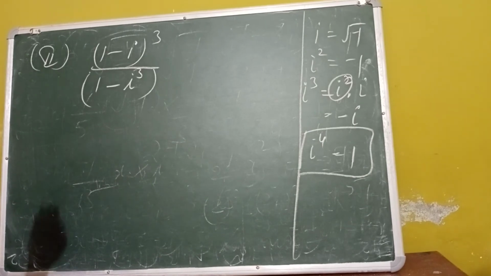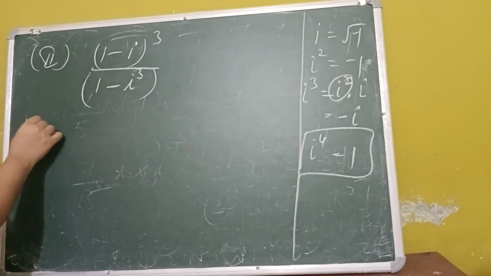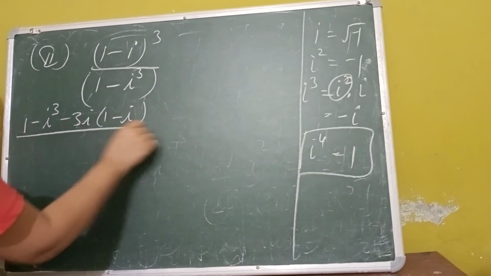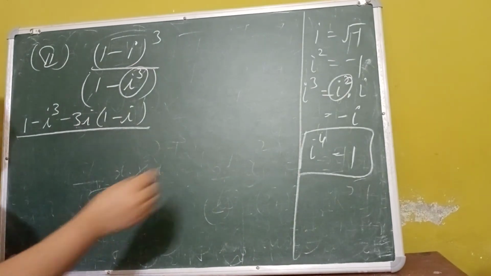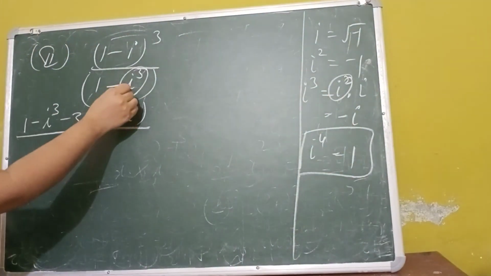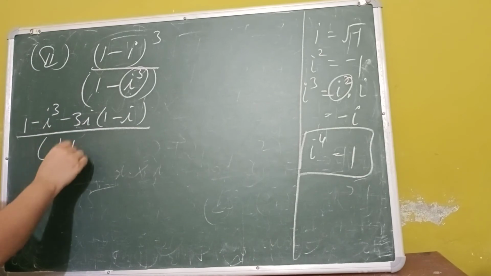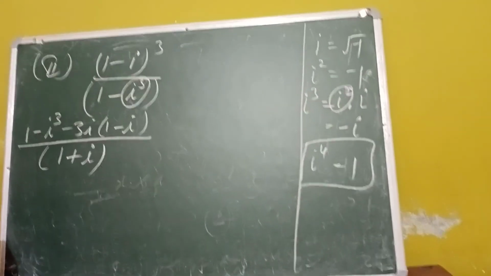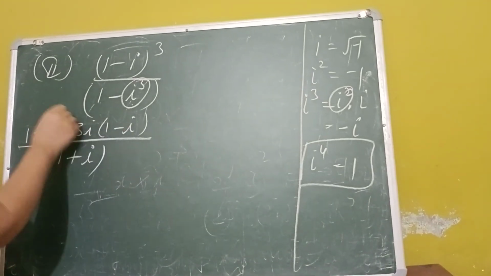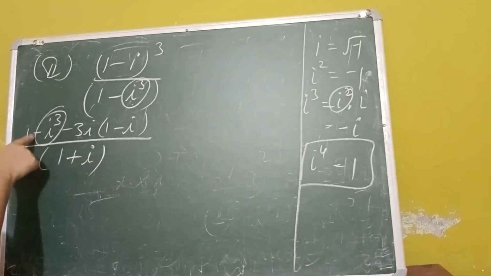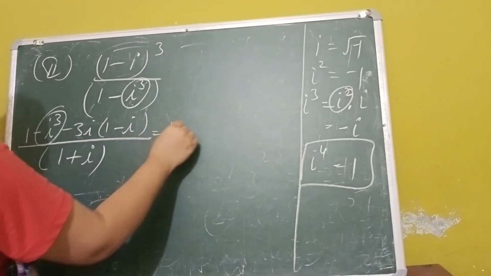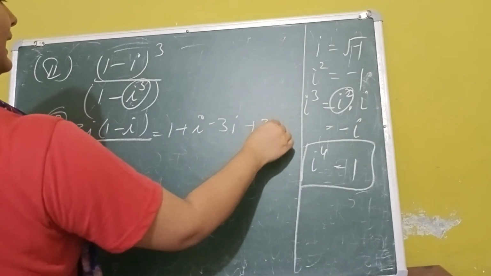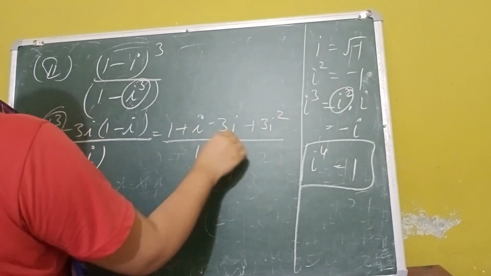So here, (a minus b) whole cube is a cube minus b cube minus 3ab (a minus b), upon the denominator. To this can I write minus i, so that this is minus i, so the denominator will be 1 plus i. The denominator will be 1 plus i. So here I have got this also, it will be minus i, so that means it will be 1 plus i actually. It's 1 plus i minus 3i plus 3i square upon 1 plus i.